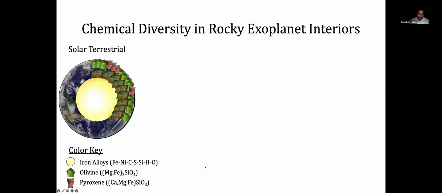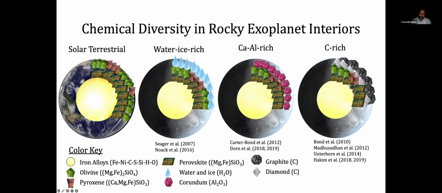So to close the chapter on chemical diversity, I would convey the message that we should not just think about solar-system-like terrestrial rocky planets with an iron alloy core and a silicate mantle. There are a lot of possibilities, and different materials can have different effects on the interior evolution and thereby also atmospheric chemistry and potentially the mass and radius of these planets.